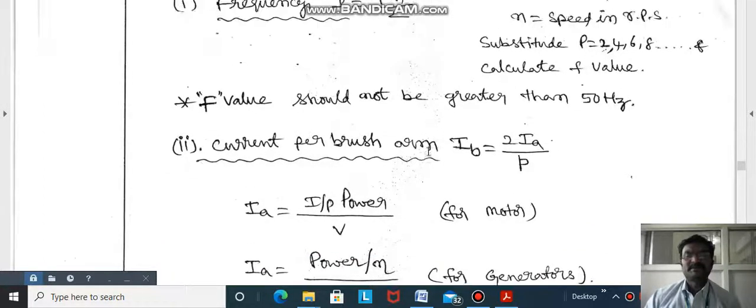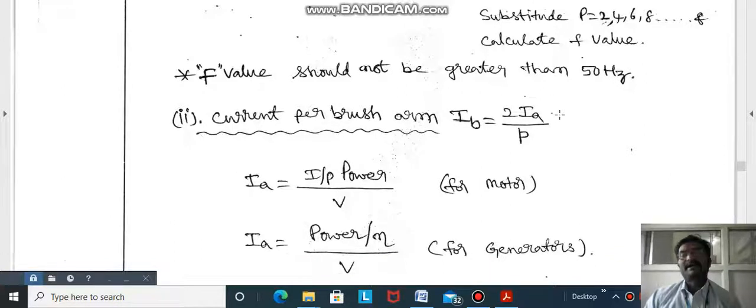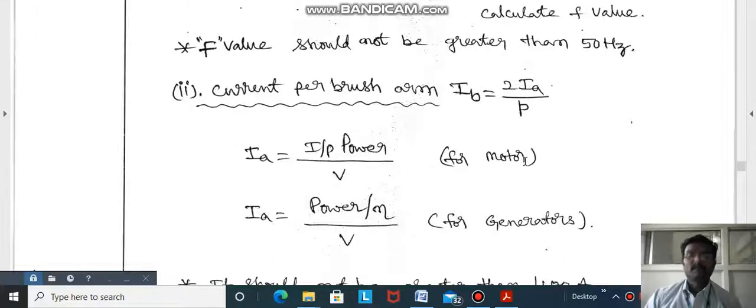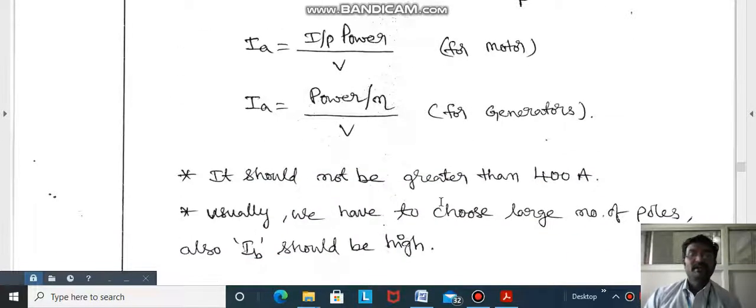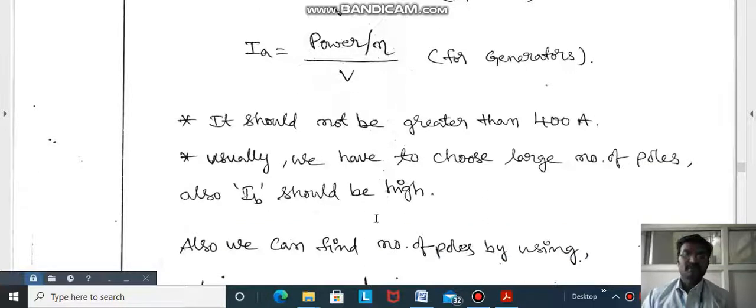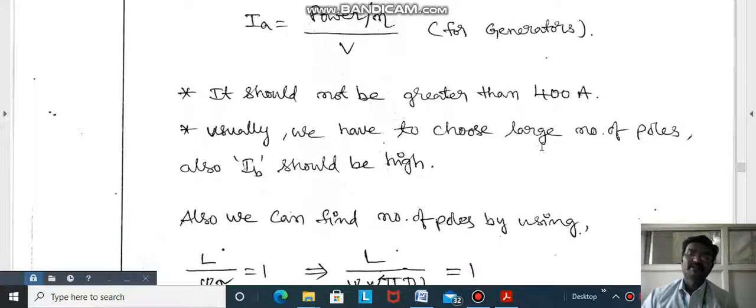The current per brush arm IB is equal to 2 IA by P. IA is equal to power by V for a motor. IA is equal to power by efficiency by V for a generator. It should not be greater than 400 amps. Normally, for parallel paths, we should take 200 amps as the maximum current. Usually we have to choose a large number of poles, and IB should be high. The brush current IB should be high for a large number of poles.